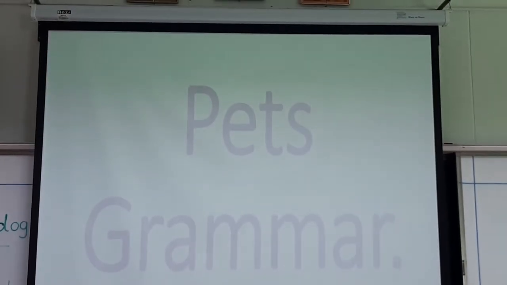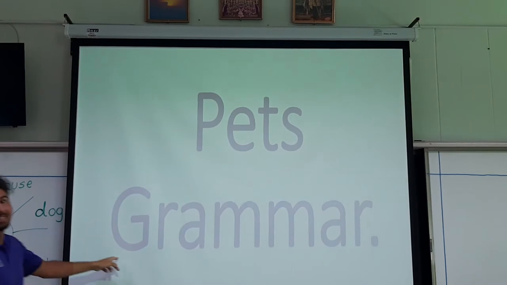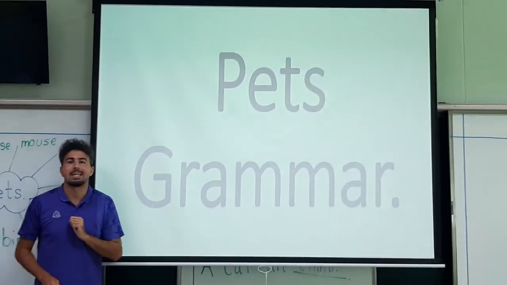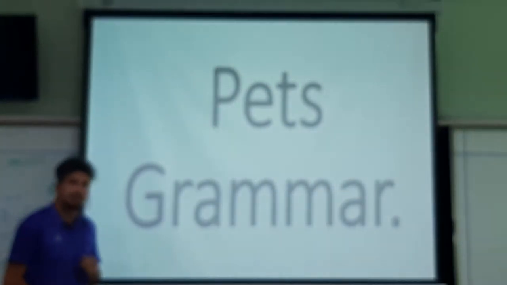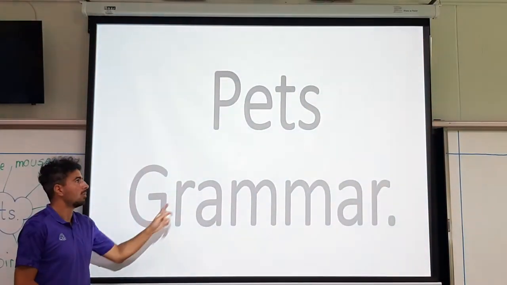So here it is. This is Pet's grammar. Second grammar, yeah? We've done what can animals do already. This is whether it is or it isn't a pet. Okay? We will see now.